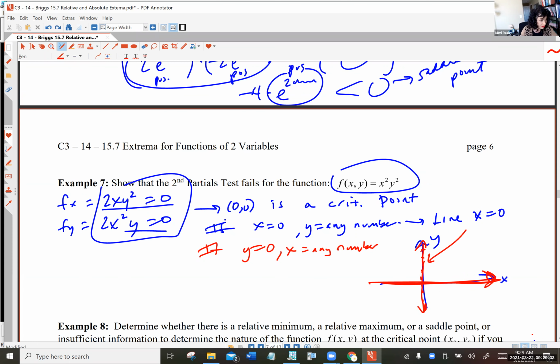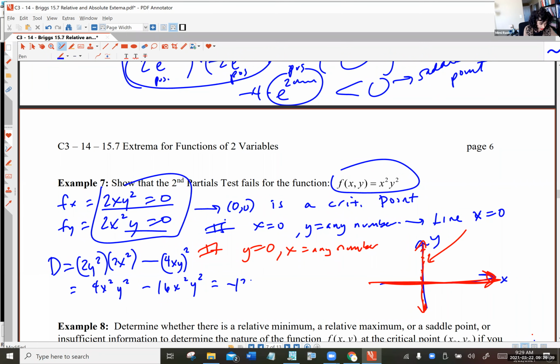So what? Well, if you were going to try to do your D test, you're like, okay, let's go get D. Fine. So what is fxx? Well, it's 2y squared. What is fyy? That's 2x squared. Minus fxy, I get 4xy, and then I'll square it. So this looks like 4x squared y squared minus 16x squared y squared. And those are like terms, so might as well collect them. Negative 12x squared y squared. Fine, here's your D. Now what?